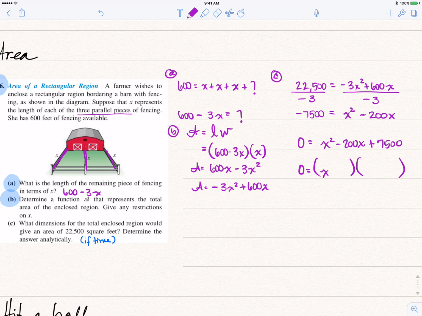So I know the x squared is going to be an x and an x. I've already done the math on this. I've cheated a little bit and worked ahead. So 7,500 is going to be a 50 times a 150. They have to add or subtract to get that -200 in the middle, so they're both going to be negative. And now I can solve by factoring by saying that either x is equal to 50 or x is equal to 150.